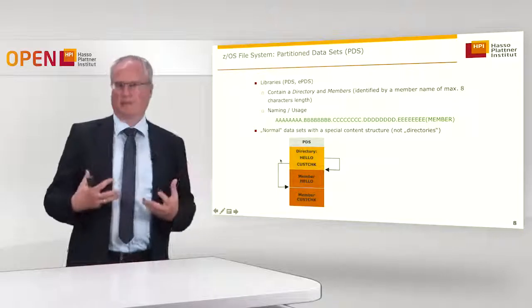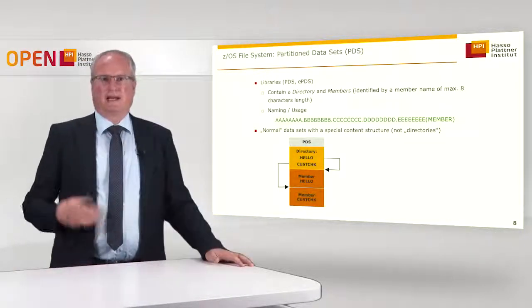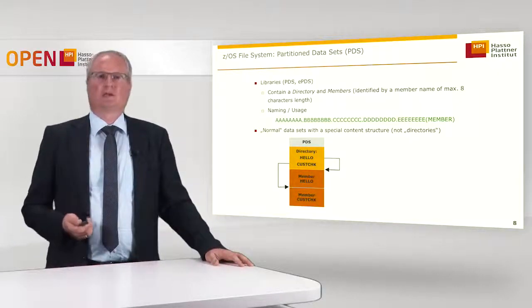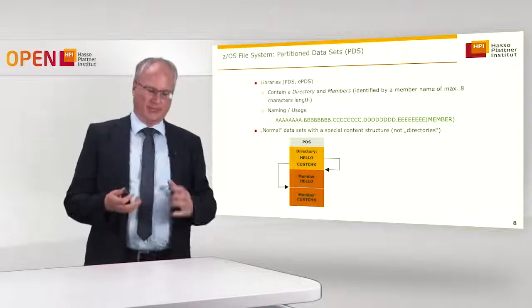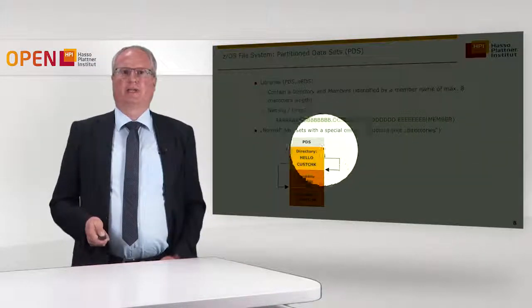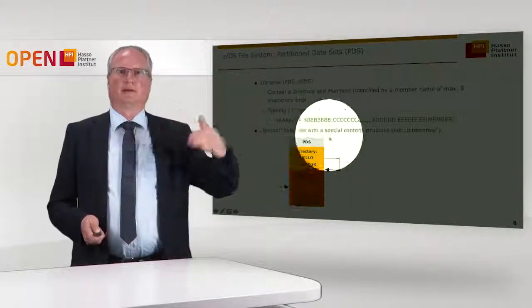A member name is at maximum 8 characters, and it refers to a part of the PDS after the directory header. And this allows you to store information under a name. So it is a sort of collection of things. You can think of it as a very simple one-layer hierarchy in a way.